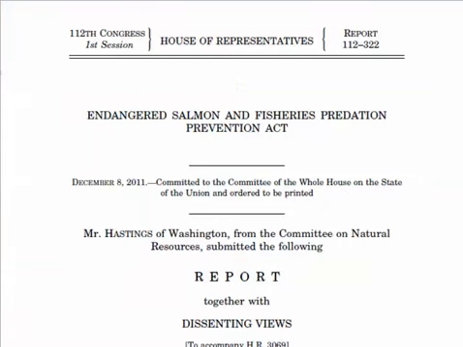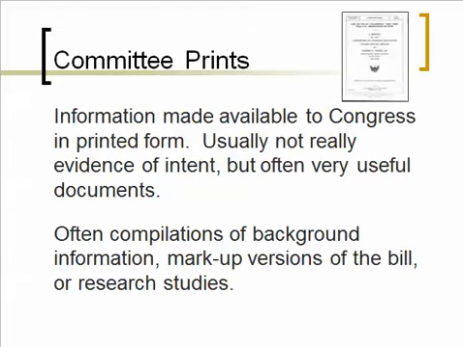Reports are referred to by chamber and report number, and the report number includes the Congress number in it. So the report seen here would be cited as HR Rep 112-322. Committee prints are just documents that Congress is asked to have printed up for their convenience.